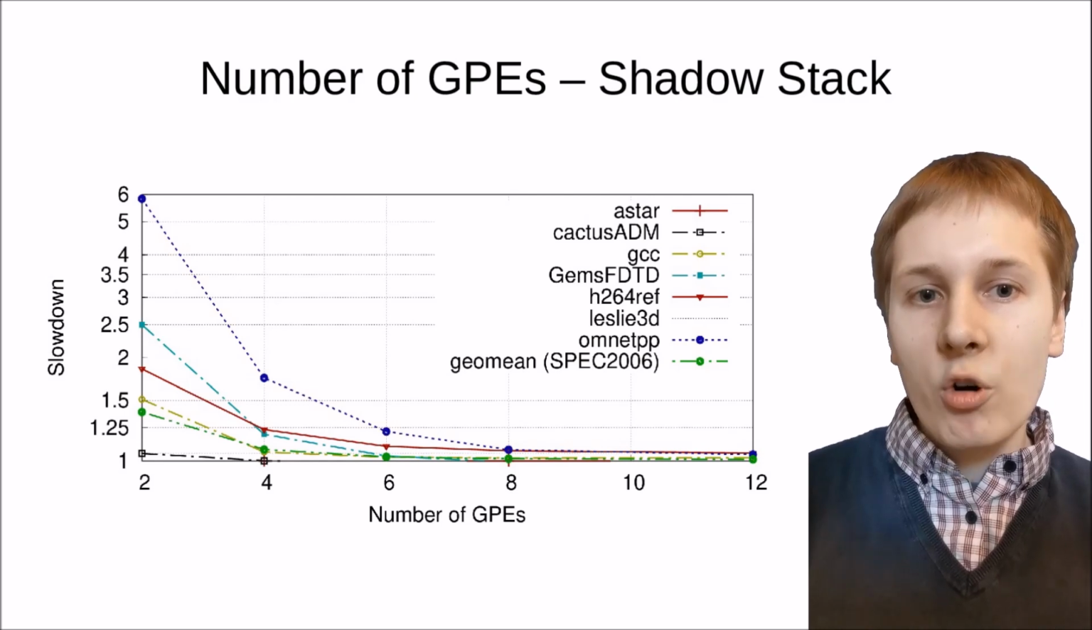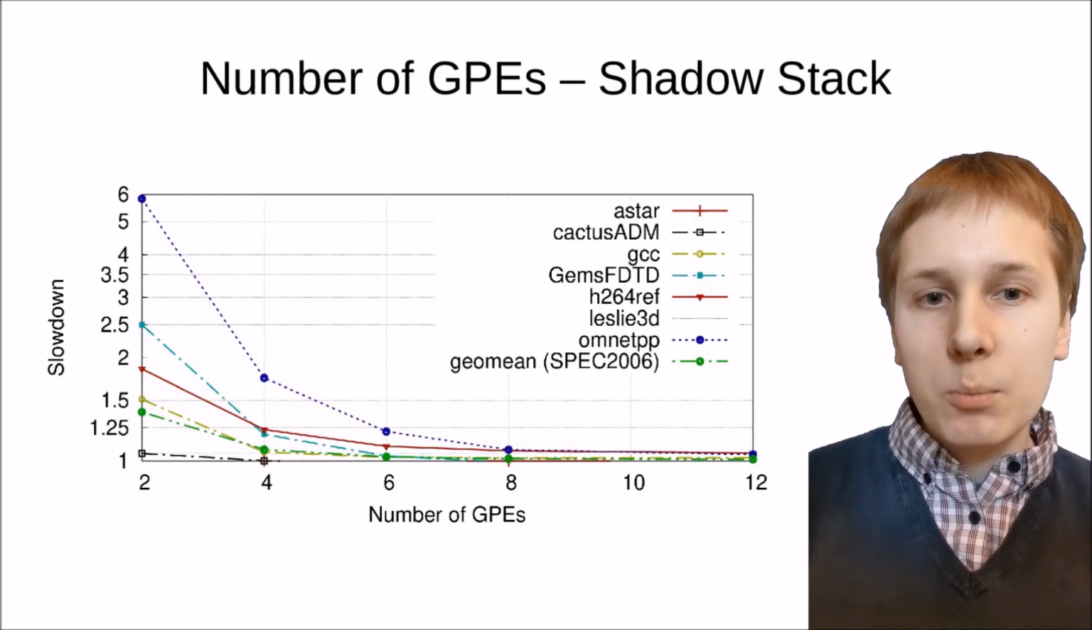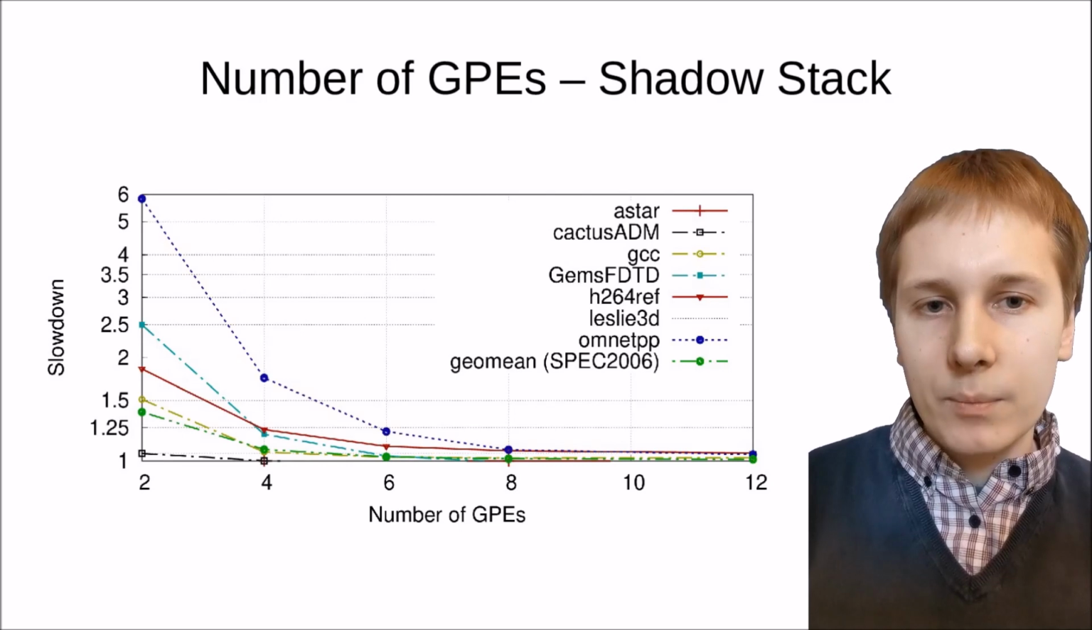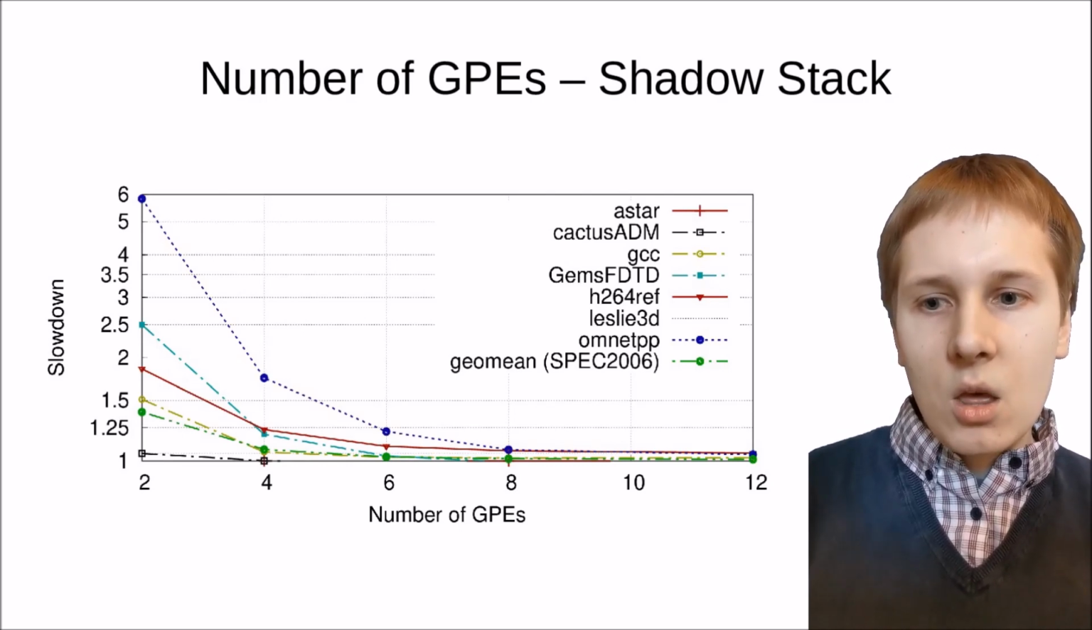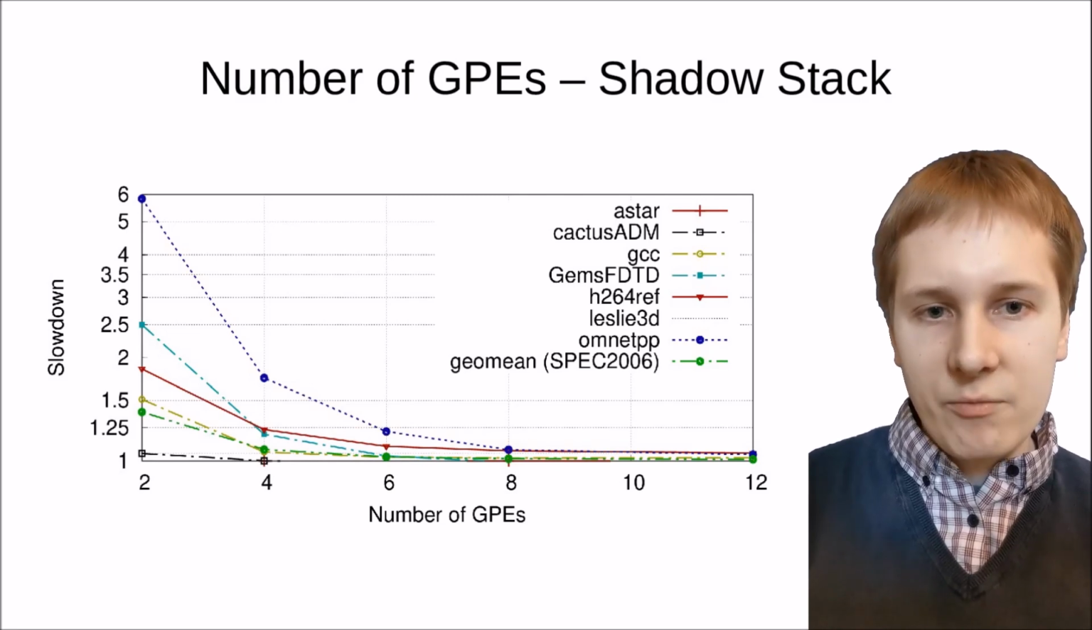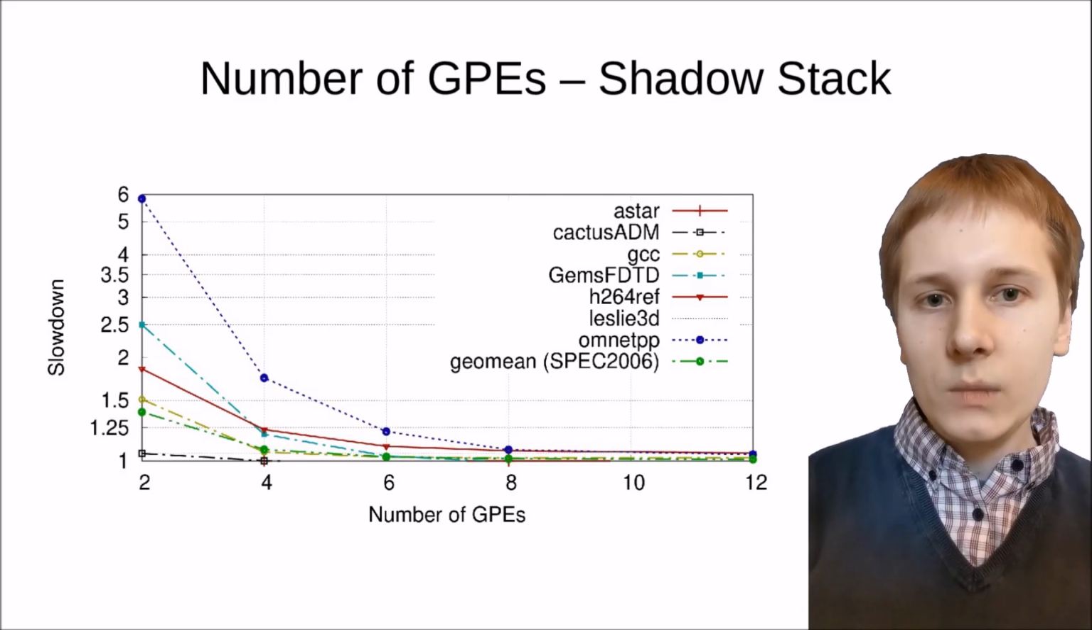However, by adding more and more GPEs, by exploiting more and more parallelism, we overcome that single-threaded limit, and thus you reduce the overheads well down to 5% on average by 8 Guardian processing elements.